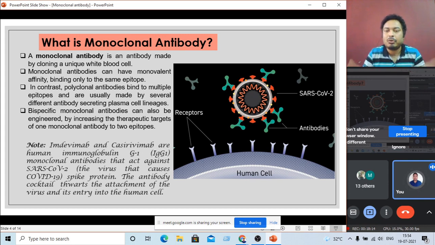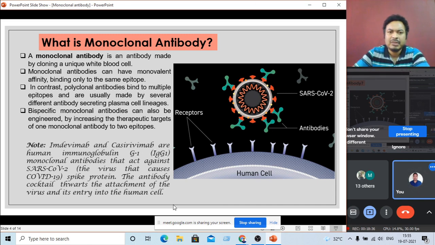We cannot generate the monoclonal antibody because when a virus or a bacteria attacks us, the virus and the bacteria have many types of antigens, and many antigens can produce many types of antibodies. That's why these antibodies are called poly. This is not called a monoclonal antibody. This is called polyclonal antibody.